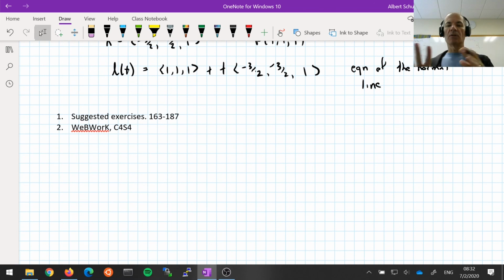They exclude any exercises having to do with differentiation in the multivariable sense. So it's mostly just about planes, tangent planes, etc. So 163 to 187. When you feel comfortable with these ideas, go over to WebWork and try the assessment for Chapter 4, Section 4.